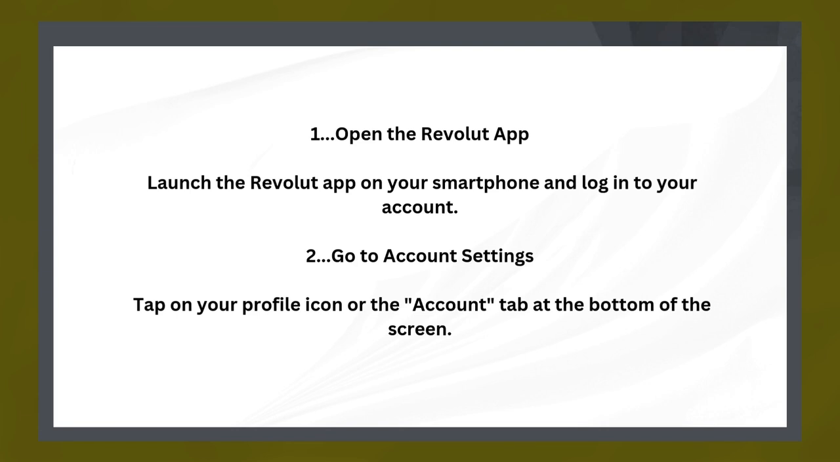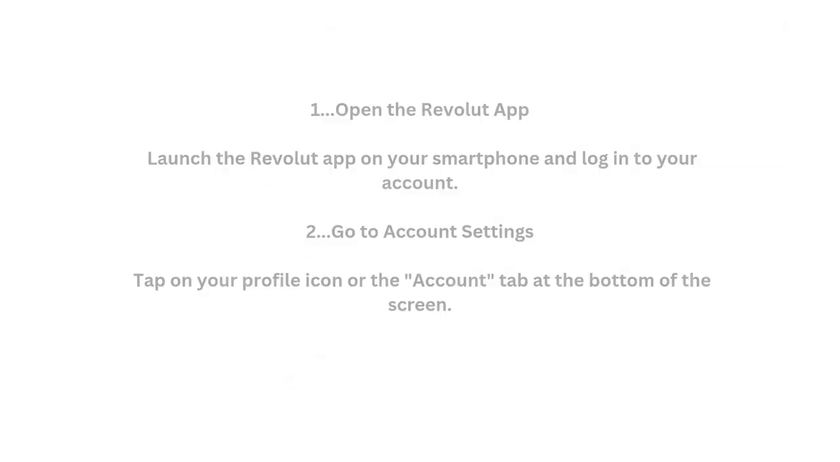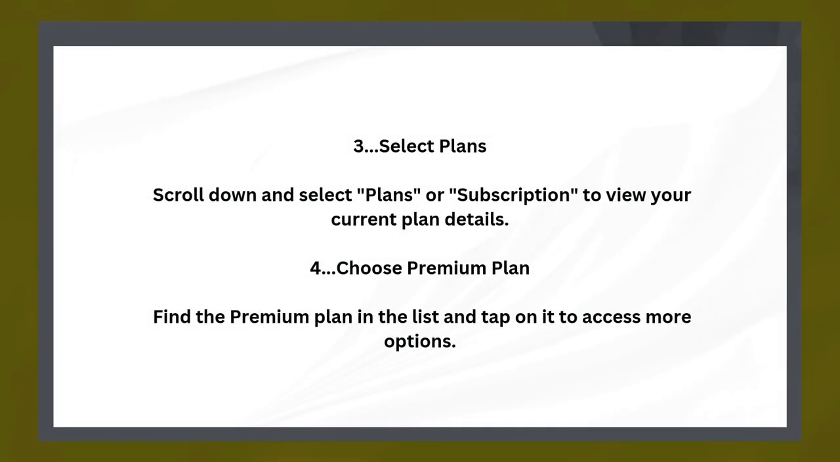Number 2. Go to account settings. Tap on your profile icon or the account tab at the bottom of the screen. Number 3. Select plans. Scroll down and select plans or subscription to view your current plan details.